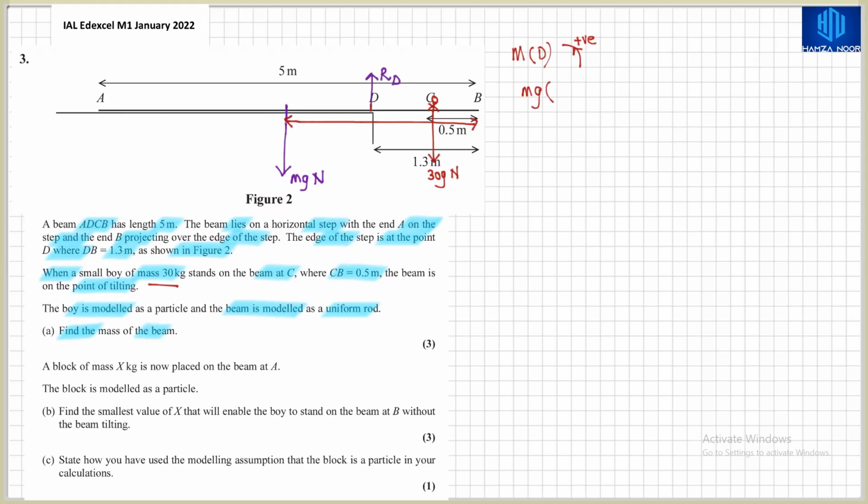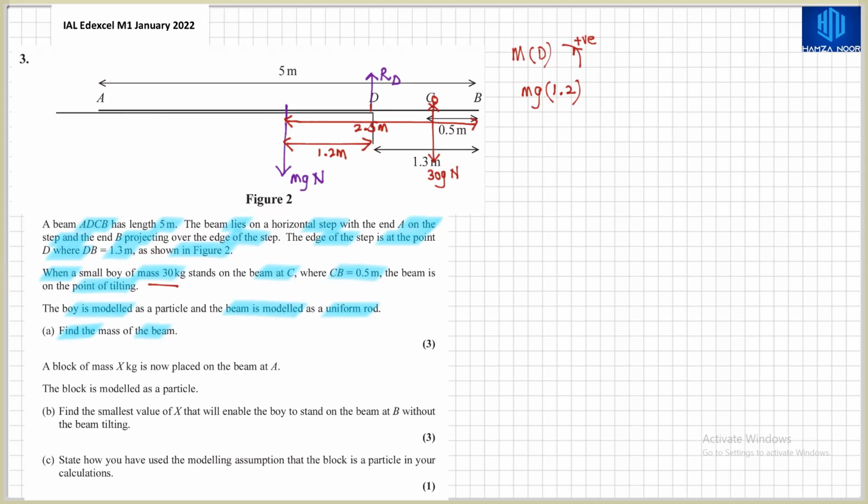This complete length is 2.5 meter. If we subtract 1.3 meter from 2.5, we will get this length. This is supposed to be 1.2 meter. Okay, so mg will be multiplied by 1.2. And then we have the RD force. But since we are taking the moment about point D, there would be no rotational effect over here. So we will not consider this RD since we are taking the moment about point D.